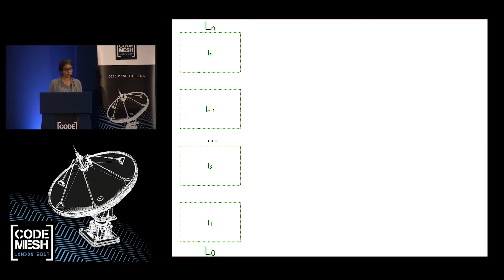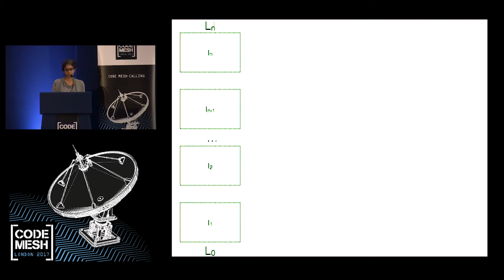L0, you can think of it as the lowest level. And then we have an interpreter written in L0 that interprets a language L1. So we go up to L1. And then we have an interpreter written in L1 for a language L2. So we go up a level and so on until we reach the high level Ln.